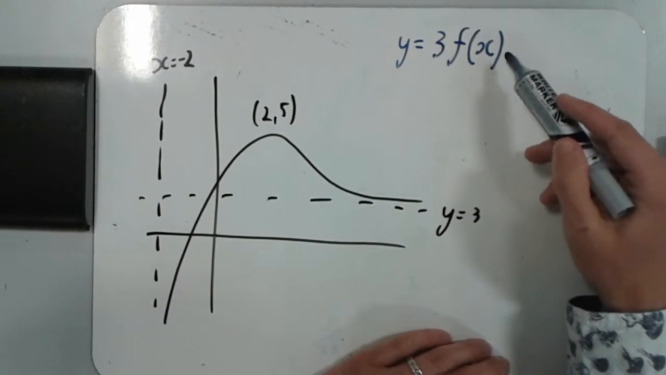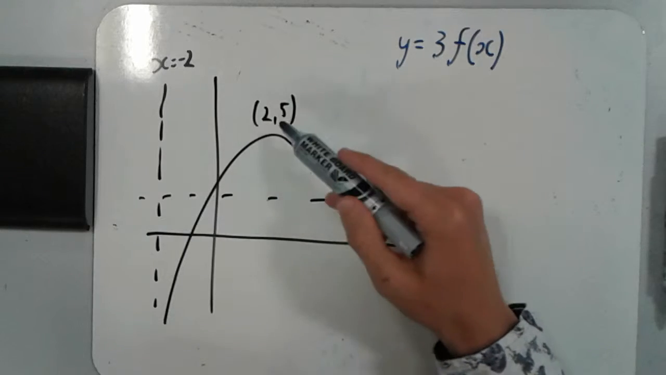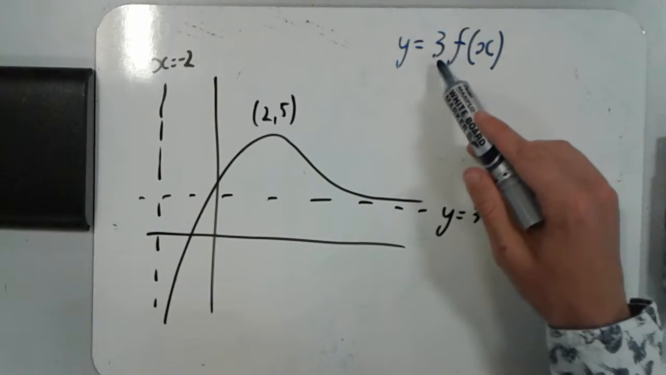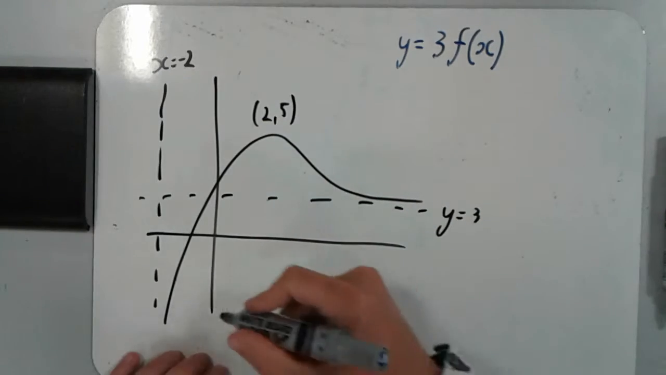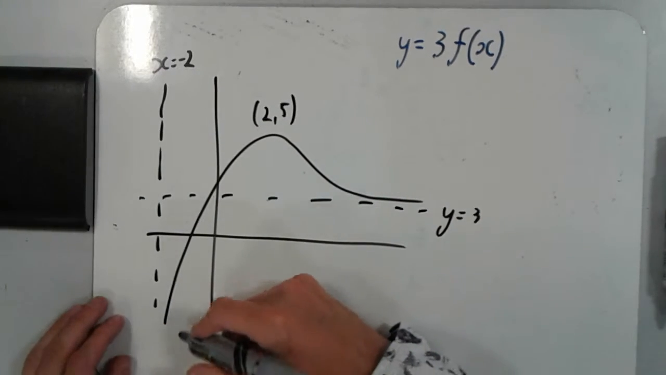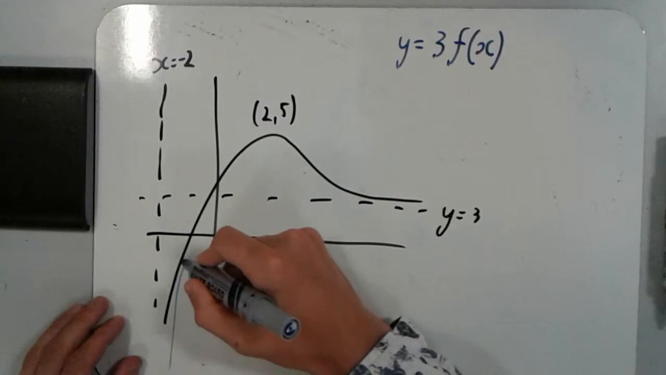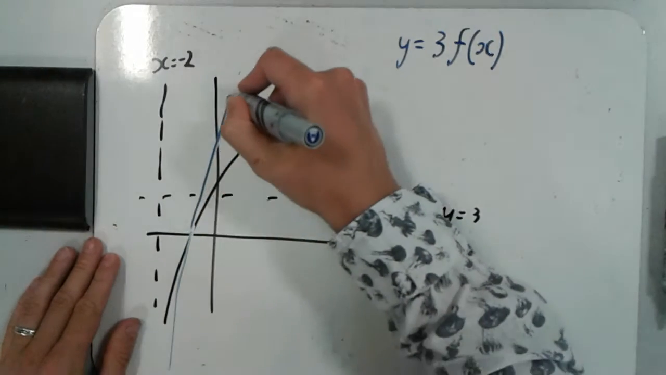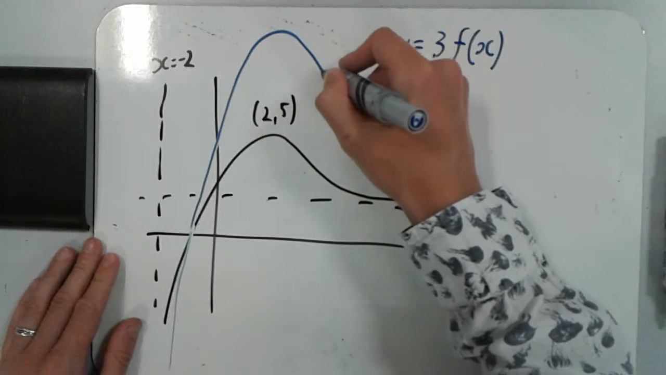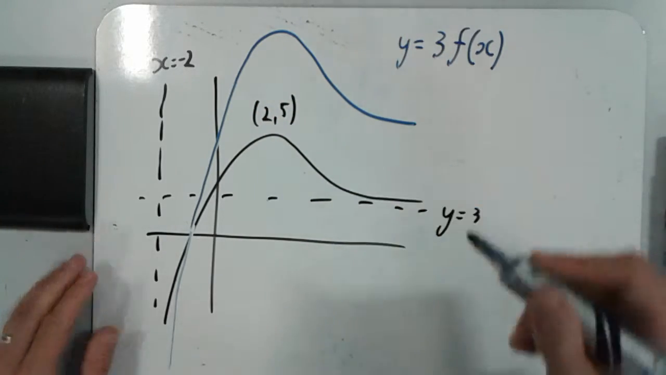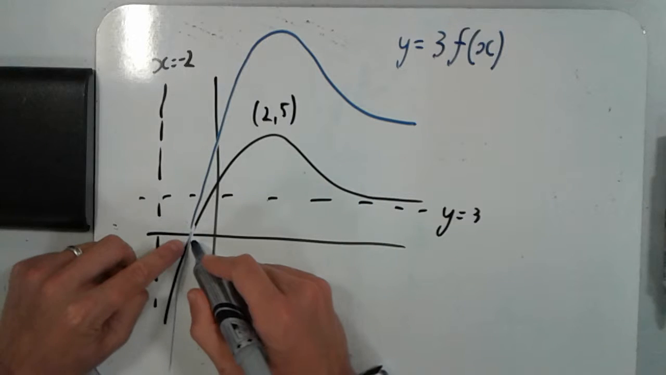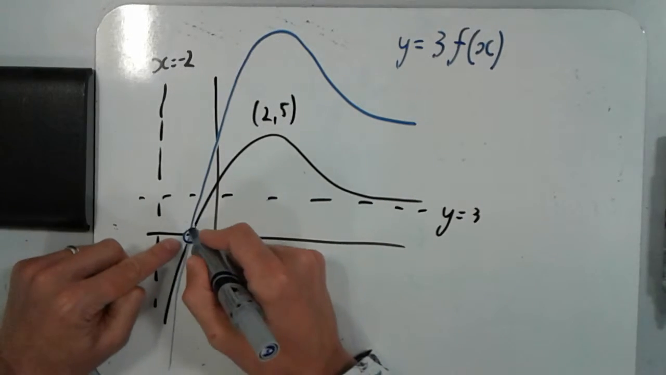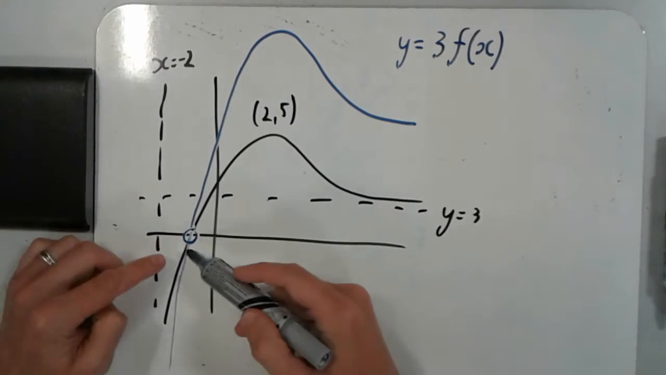f of x, exactly the same as it was before, still has all the same values for the same x's, but then we triple the result. So what that means is everything's going to look almost the same, except it will be stretched out by a factor of 3, parallel to the y-axis. So notice where the y value was 0, 0 times 3 is still 0. They intersect at exactly the same point.